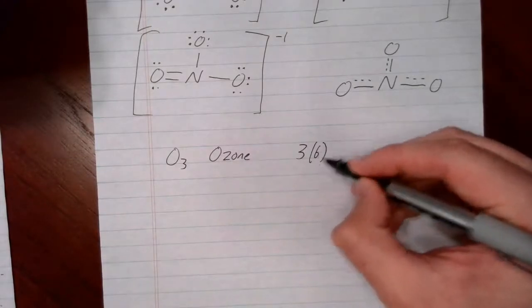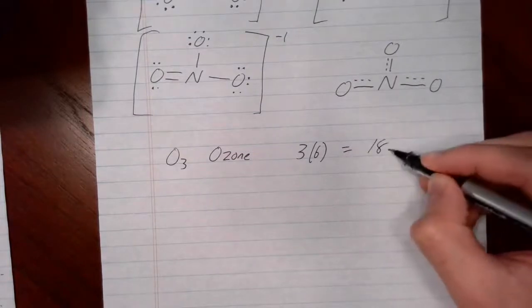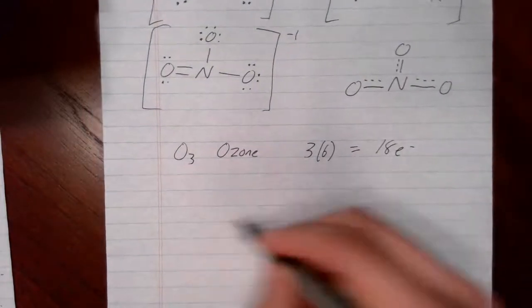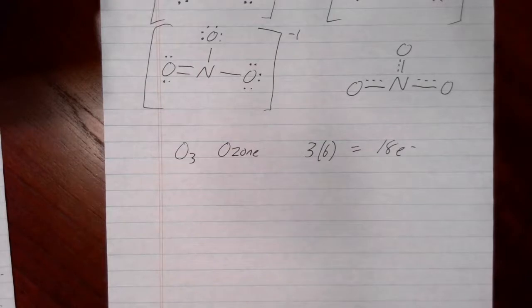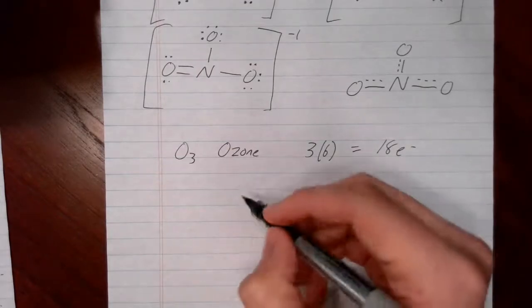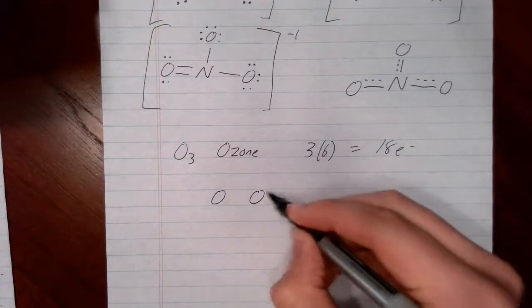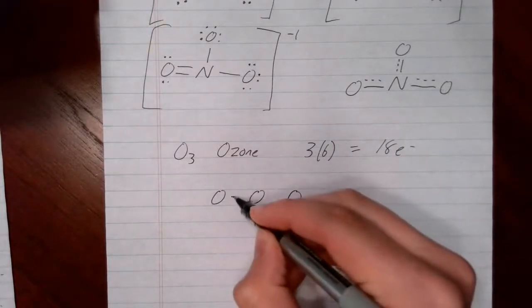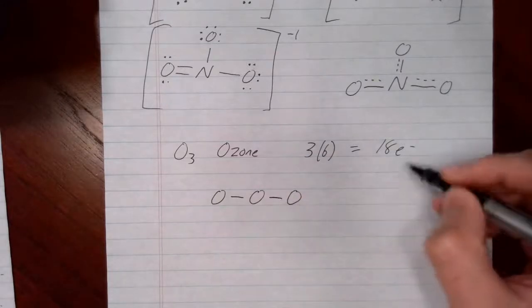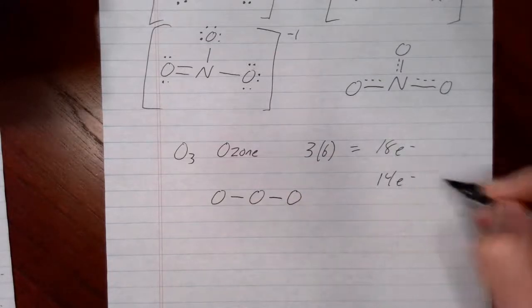So there are 3 times 6, 18 electrons. Remember that we really don't want to form closed structures unless we have carbon, and that's a rare case for this class at least. So we just want to have the oxygens in a row. I go ahead and connect them. I used 4, so I have 14 electrons left over.